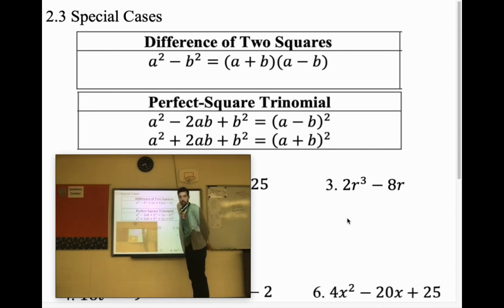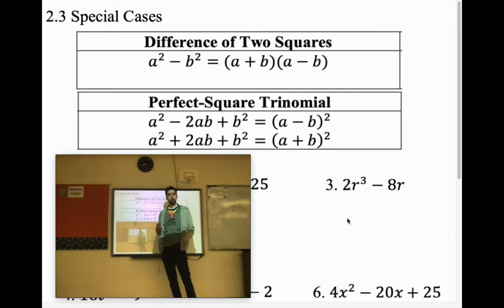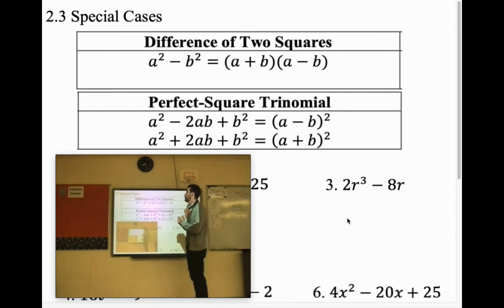We're talking special cases today. The difference of two squares, difference means subtraction. Two squares are perfect squares, so things that you can square root. So when you have a perfect square minus a perfect square, that's going to factor to (a plus b) times (a minus b). They're the same thing, except one has a plus, one has a minus. You just square root each of those terms. You'll see in a minute.